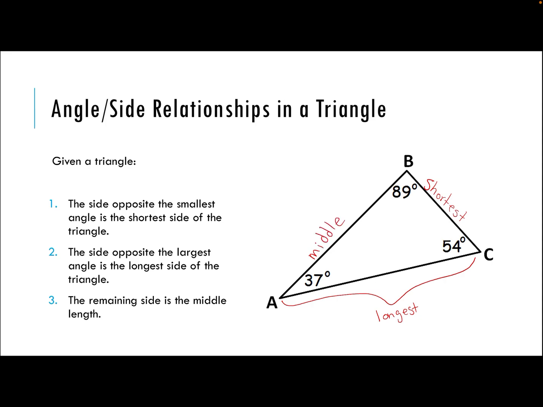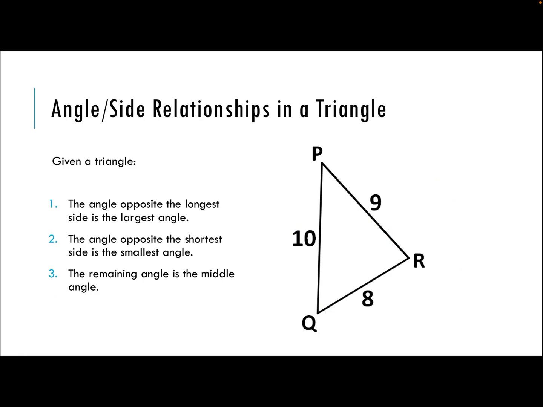So that makes sense. The widest angle should open to the longest side. The narrowest angle should open to the shortest side.